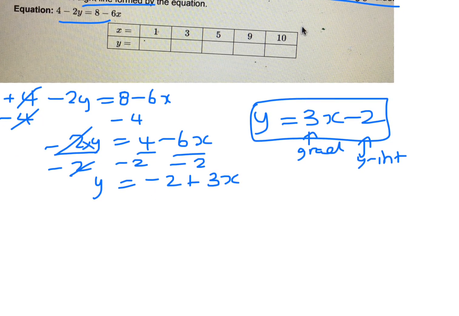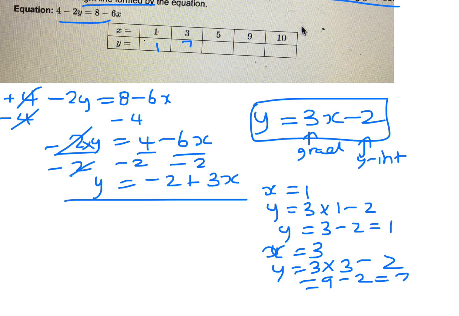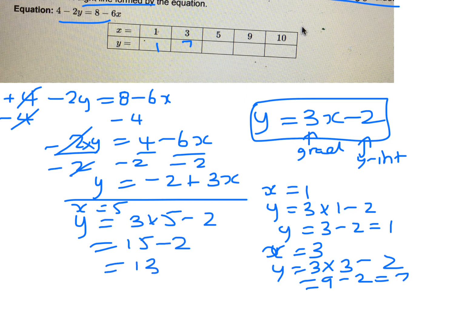Okay, so now put the values in. X equals 1. Y is 3 times 1 minus 2. 3 minus 2 is 1. X equals 3. Y equals 3 times 3, which is 9. 9 minus 2, which is 7. X equals 5. Y equals 3 times 5 minus 2. 3 5s are 15 minus 2 is 13.